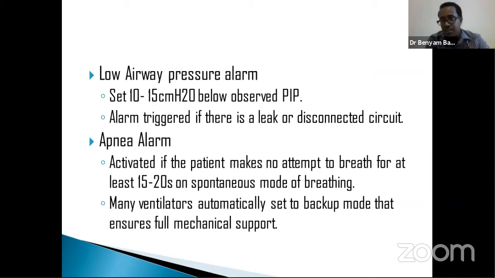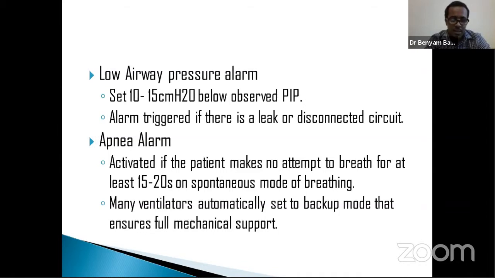The other one is the apnea alarm. Usually the low airway pressure alarm is related to a leak or a disconnected circuit. Similarly with low expiratory minute volume, the cause could be leakage or disconnected circuits. The other alarm is the apnea alarm.